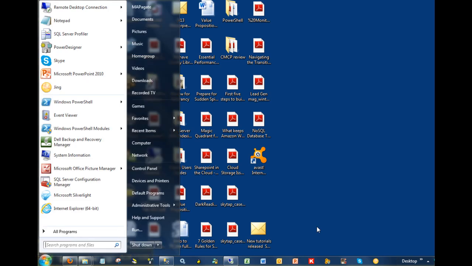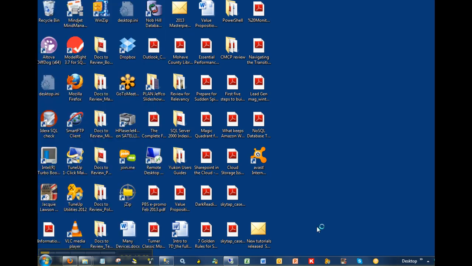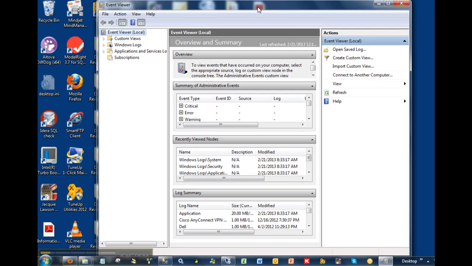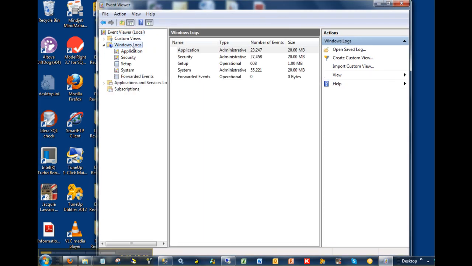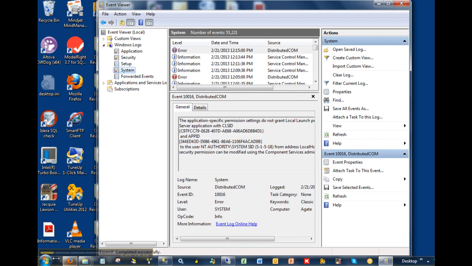So if you've never used this before, it's simply from the start menu, you just type in Event Viewer, or you can have it saved to your task list. And what you're looking for are the Windows logs. The ones you're going to be specifically looking at are application, security, and system.